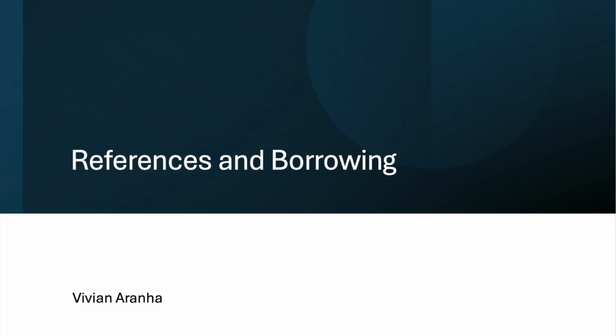Welcome to another video. In this particular video, we are going to talk about references and borrowing in Rust. Now, references and borrowing are integral concepts in Rust that work alongside ownership, which we did in the last video, to ensure memory safety without the overhead of a garbage collector.